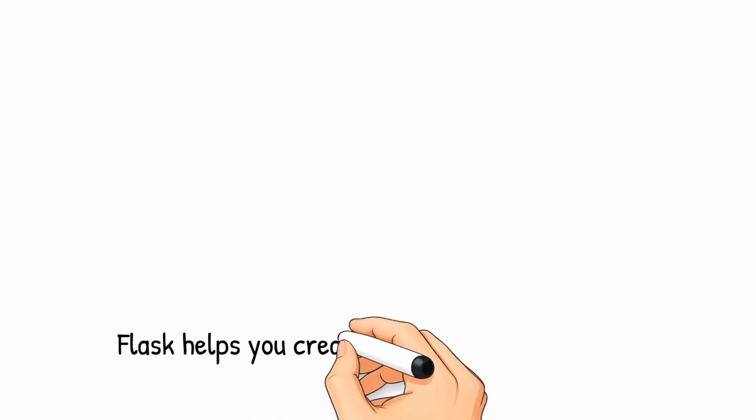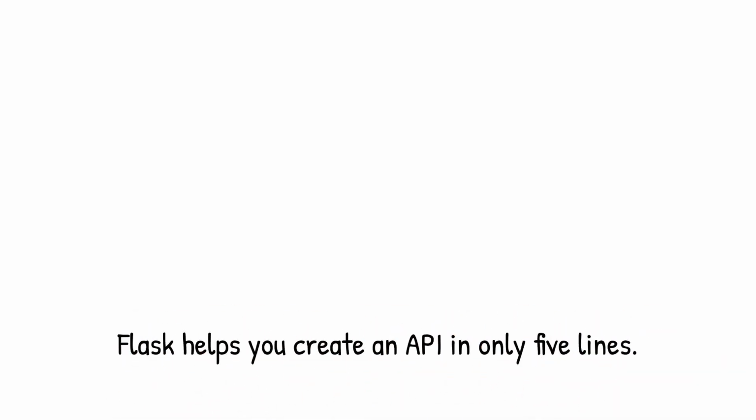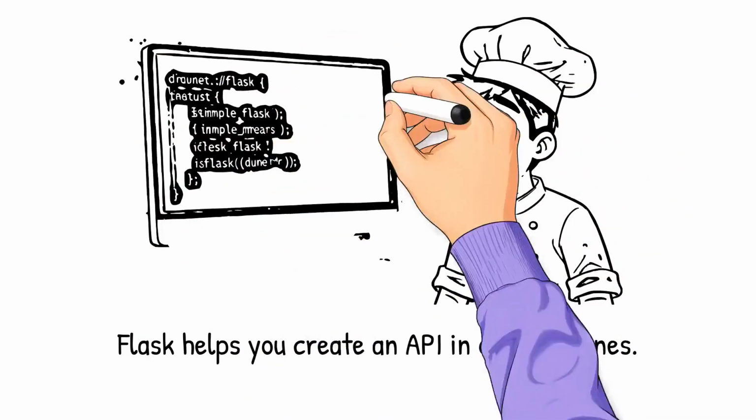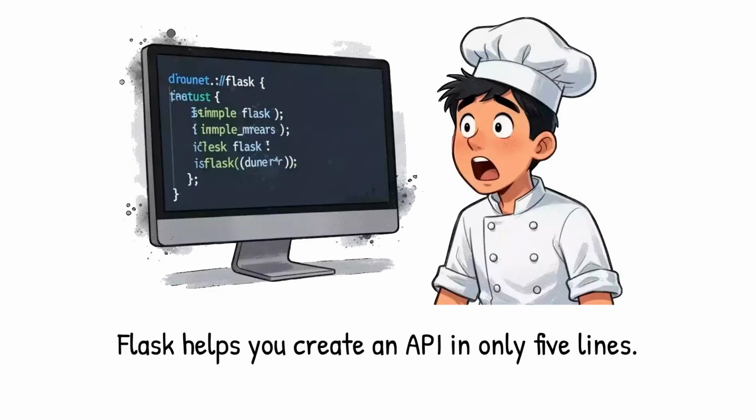Here's the part that surprises people the most. With a framework like Flask, your very first working API, a real one that sends back data, can be written in about 5 lines of code. 5 lines, not 500. That's the magic of standing on top of a framework instead of building from the ground up.